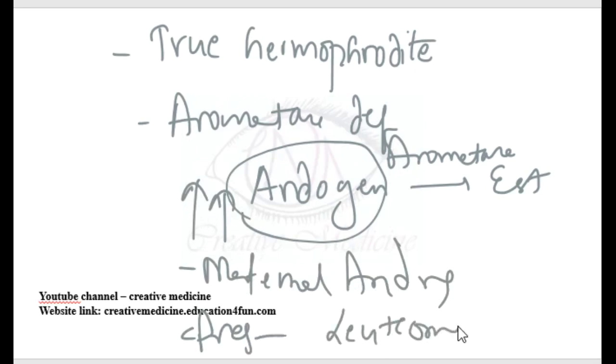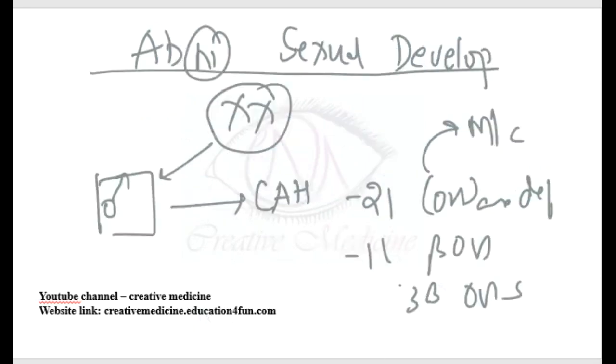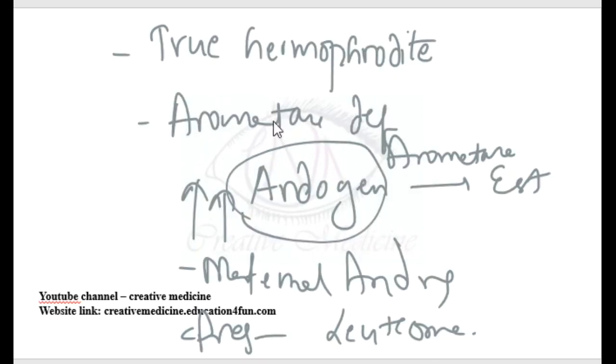So all these are the causes of abnormal sexual development. Abnormal sexual development in females is always associated with increased androgens, as seen in all of these disorders.